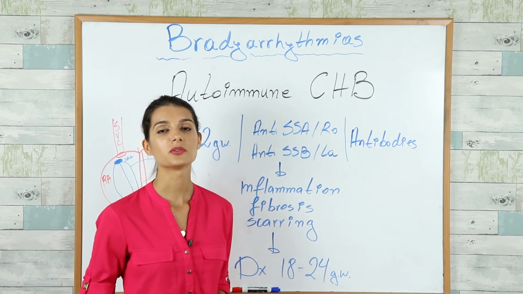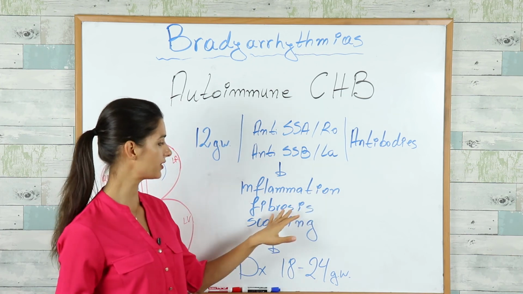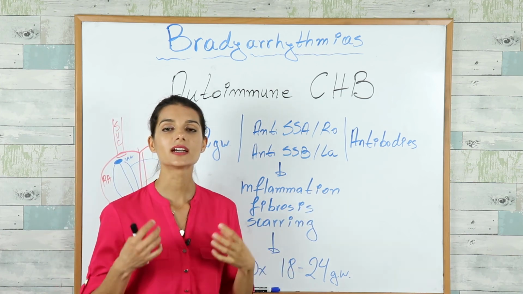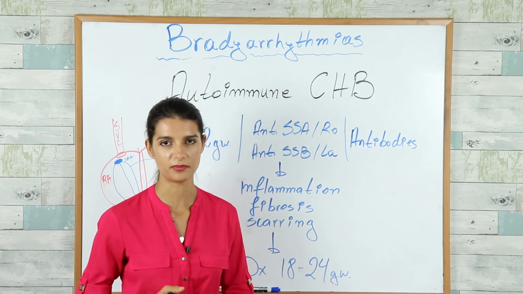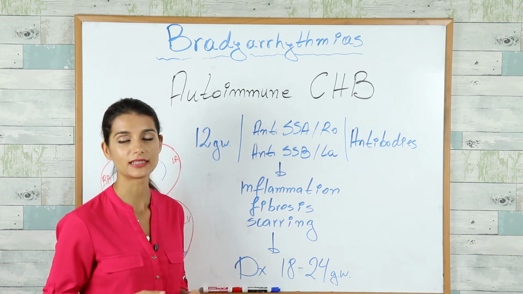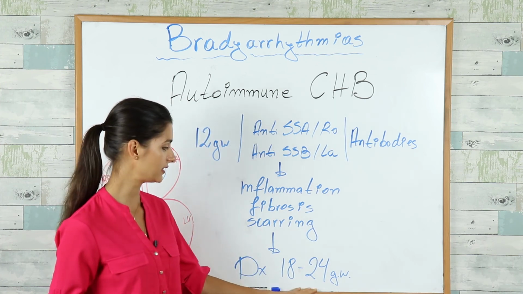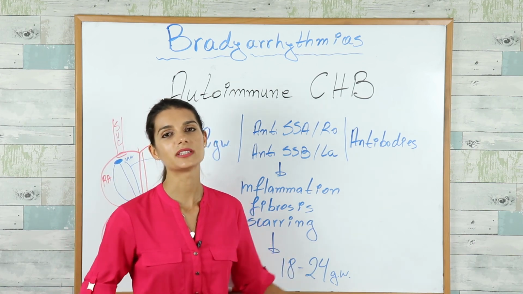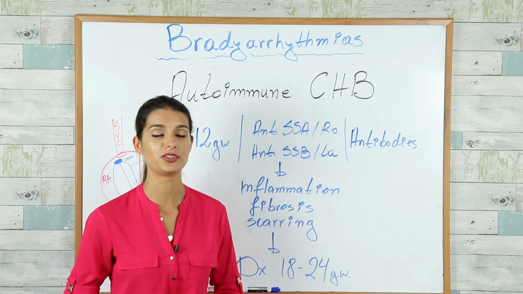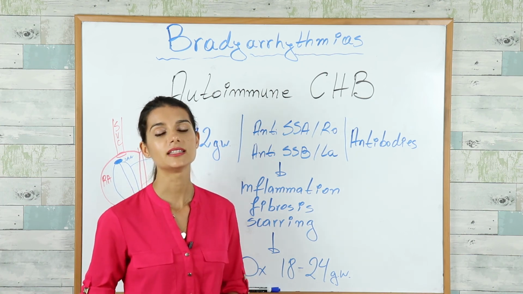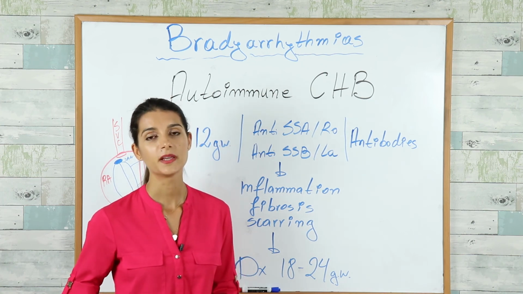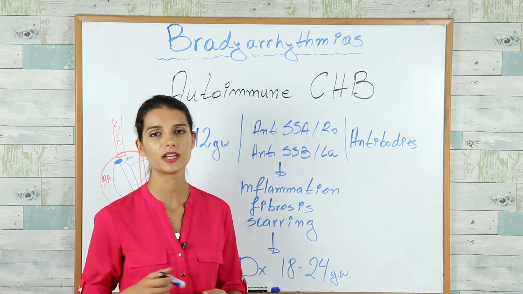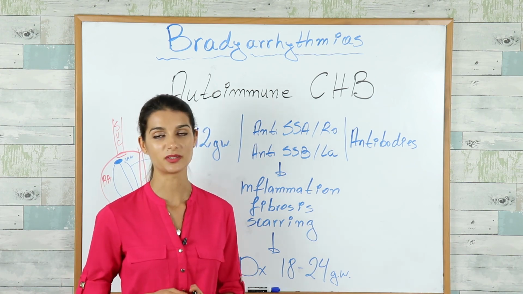So this can result in inflammation, fibrosis, and scarring of the cardiac conduction system of the baby. And unfortunately, we can diagnose this around the 18th to 24th gestational week, and I'm saying unfortunately because if it's third-degree AV block, which is most commonly the case, this AV block is irreversible. Of course, second-degree and first-degree AV blocks are also seen, but much less often.